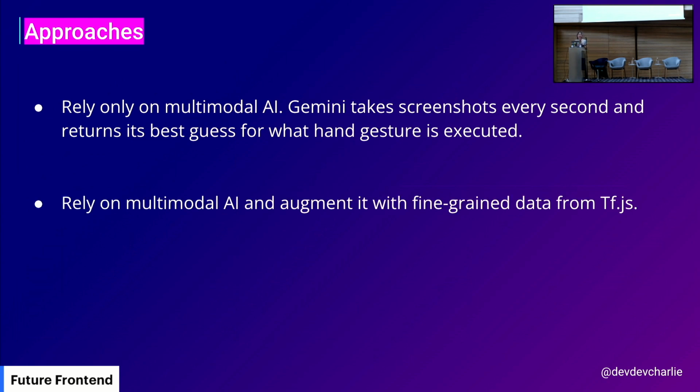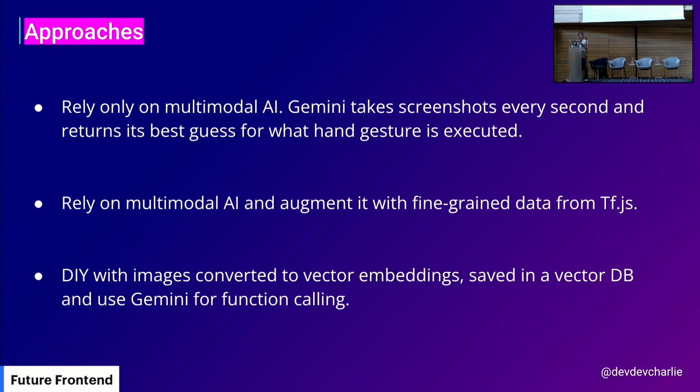But then I was thinking, okay, can I rely on multimodal AI and augment it with fine-grained data from TensorFlow.js for maybe more complex interactions? And then finally, can I just do my own thing and take screenshots from the webcam and convert them to vector embeddings and save them in my VectorDB, and then use Gemini only maybe for the text part of it, for talking to it, but maybe I don't want to send my screenshots to Gemini. So if you want maybe a more private solution and things like this, these are the three approaches that I wanted to take.